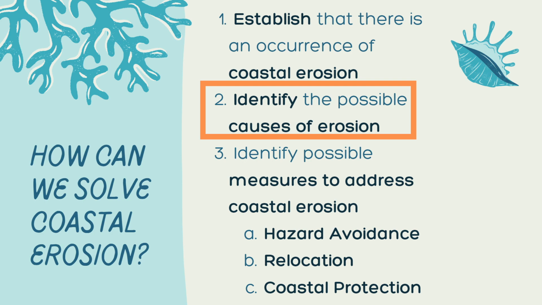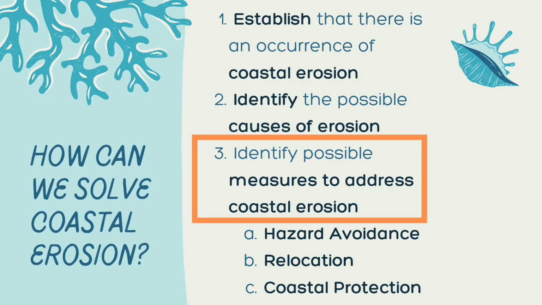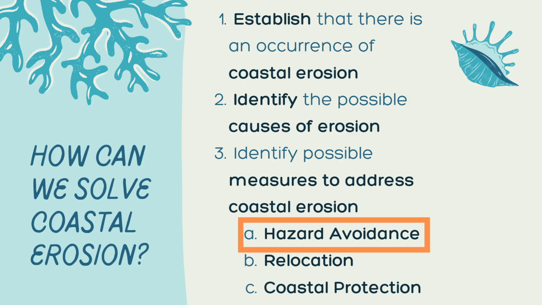Second, we must identify the possible causes of erosion. Identifying the immediate cause of coastal erosion is necessary in order to design a proper mitigation strategy. Finally, we identify the possible measures we can take in order to address coastal erosion. This may include hazard avoidance, which consists of implementation of easement policies designed to promote responsible development by recognizing and avoiding future coastal hazards before they are even an issue.